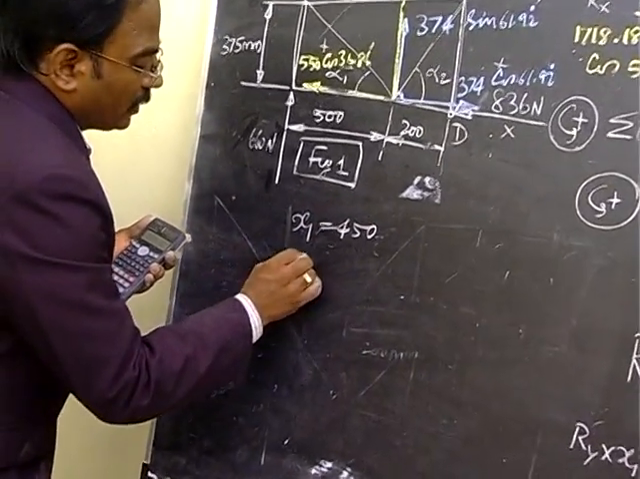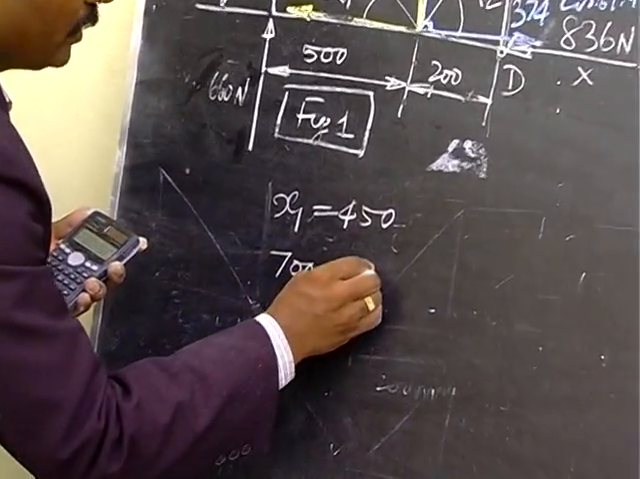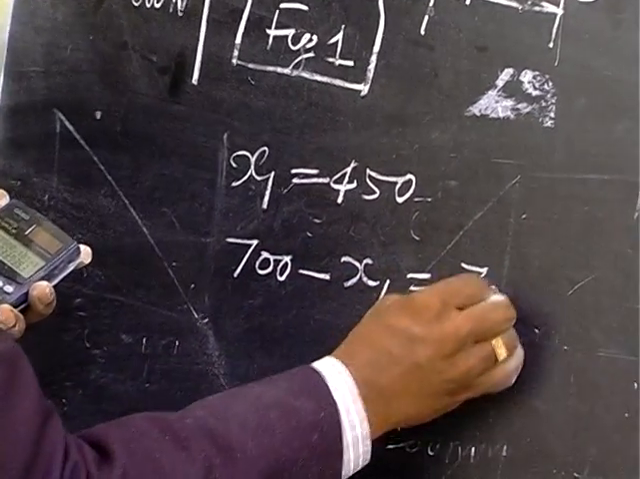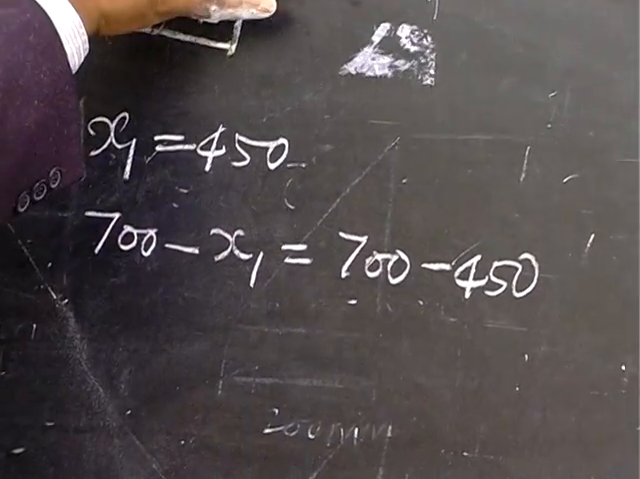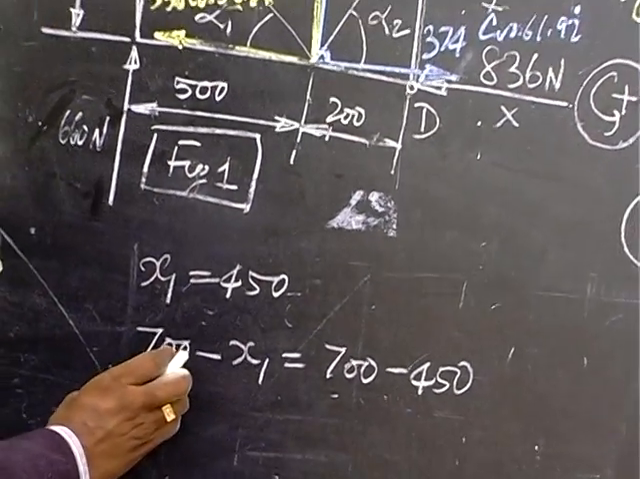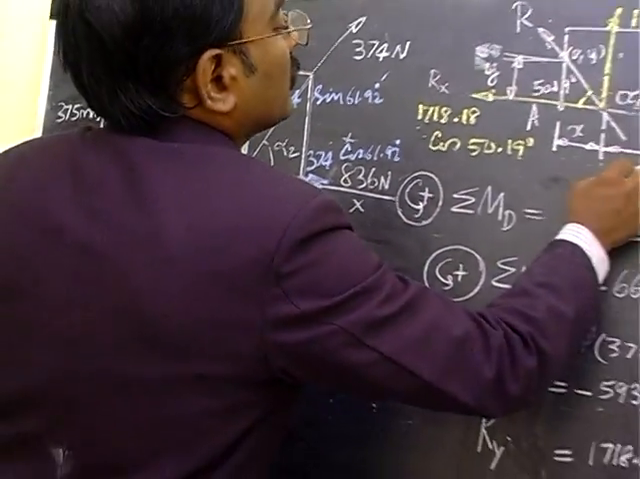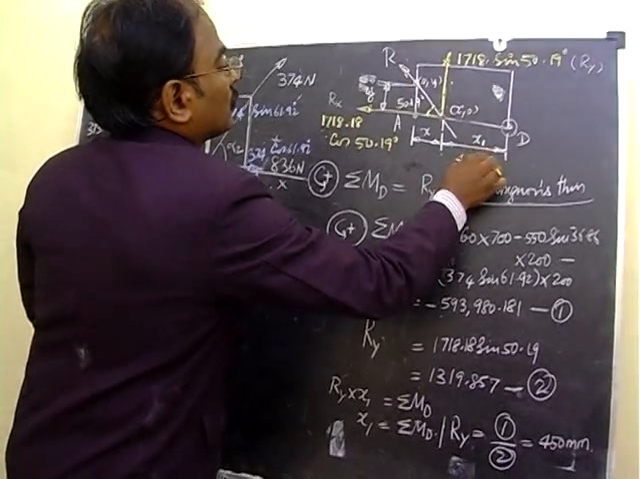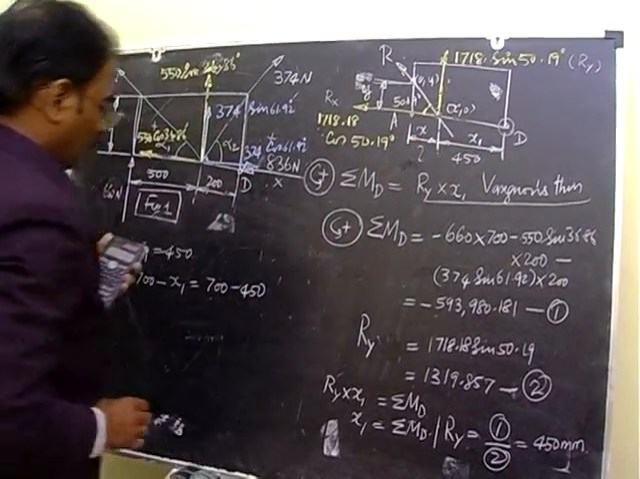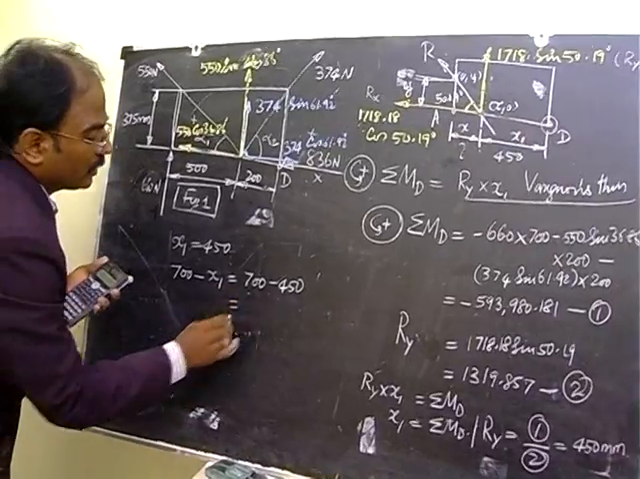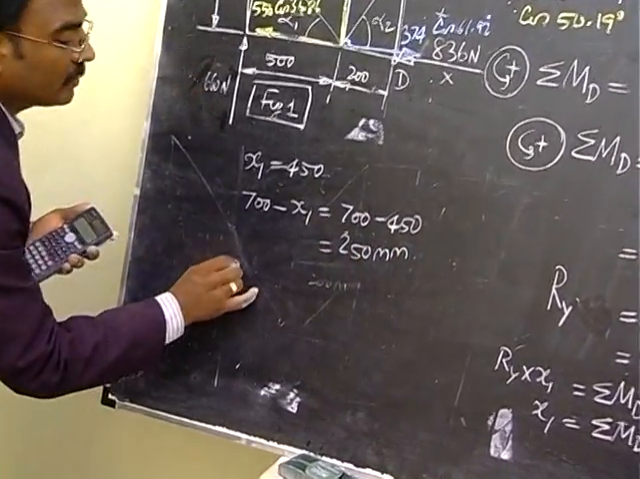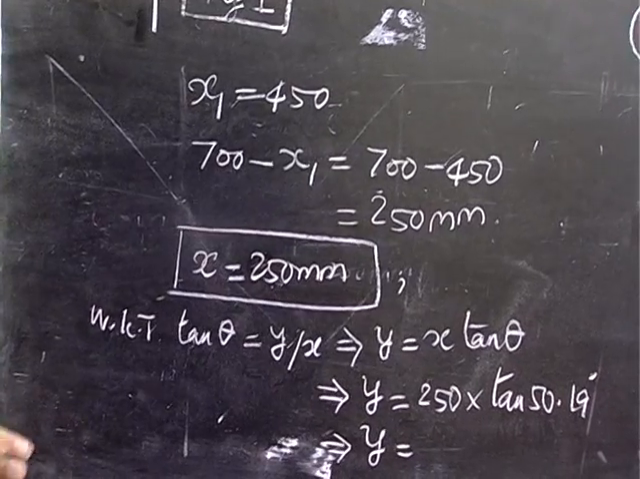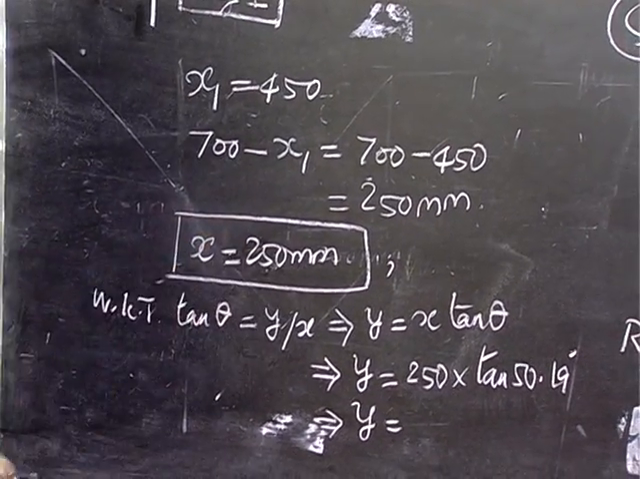The total value is 700. Therefore 700 minus x1 is equal to 700 minus 450. See, the total value is 500 plus 200, that is 700, but the x1 alone is 450. So the remaining value is 700 minus 450, that is 250 mm. So therefore the x-intercept, we have x is equal to 250 mm.